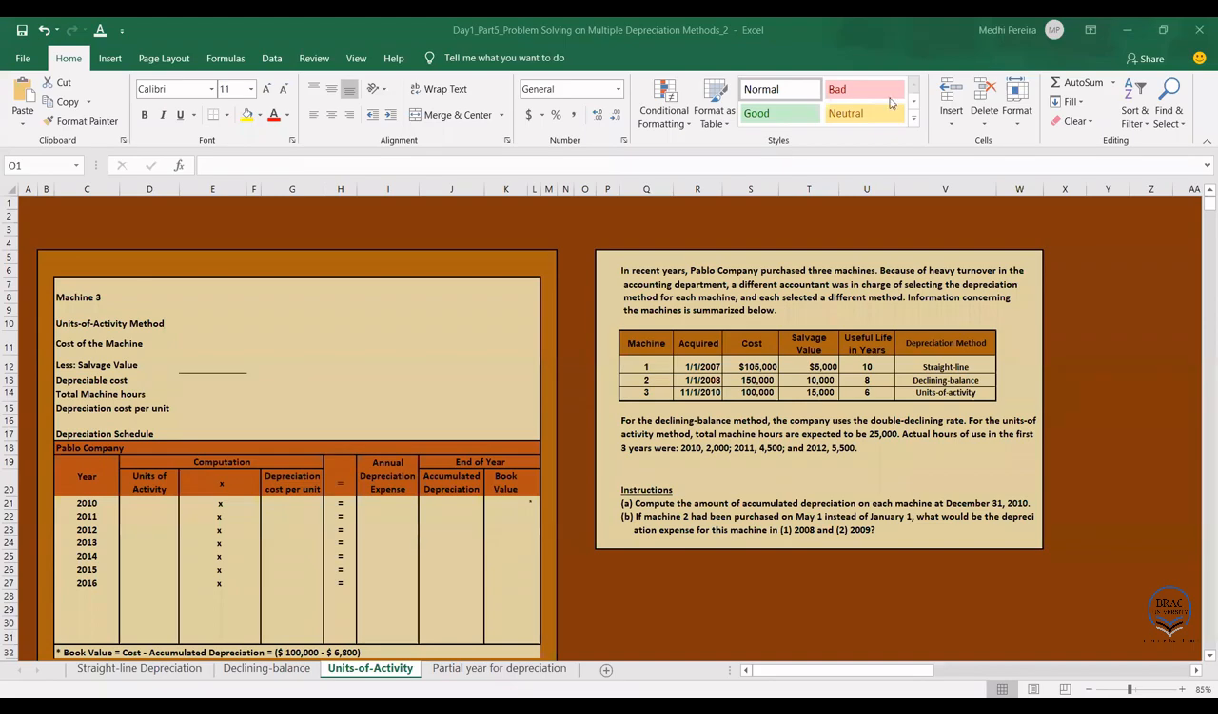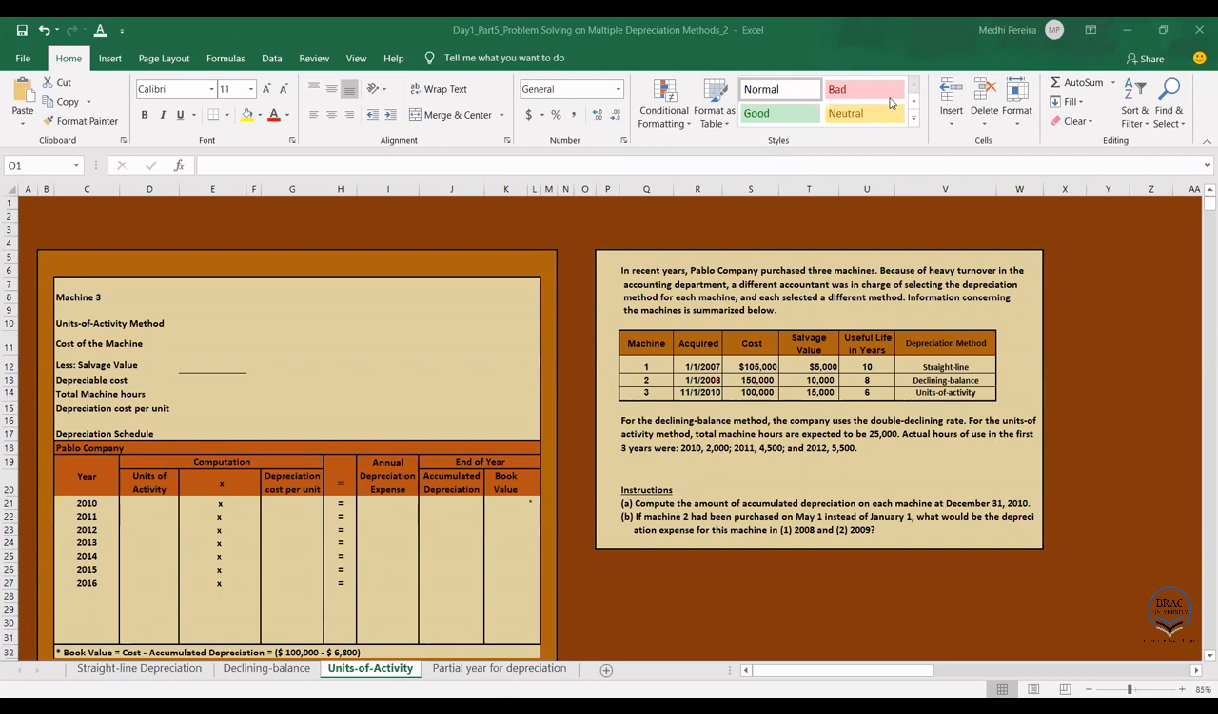Hi students, welcome back. If you can remember, we were solving the problem of Pablo Company and we have already calculated the accumulated depreciation of machine 1 and machine 2. In this session we will be solving the problem of machine 3.